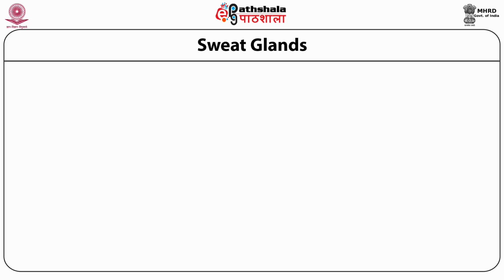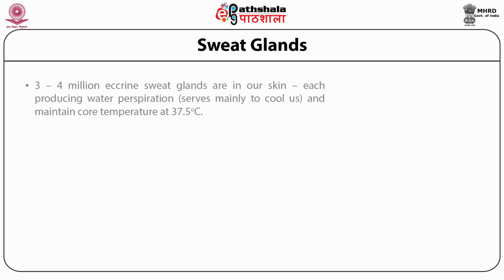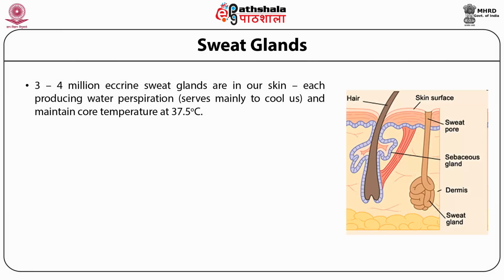Let us now try to understand the sweat glands. You will be surprised to know that human skin consists of around 3 to 4 million eccrine sweat glands, each producing watery perspiration, which usually helps us keep our cool. It maintains the core temperature at the desirable 37.5 degrees centigrade. The diagram in front of your screen highlights the presence of the sweat glands in the dermis area of the skin.